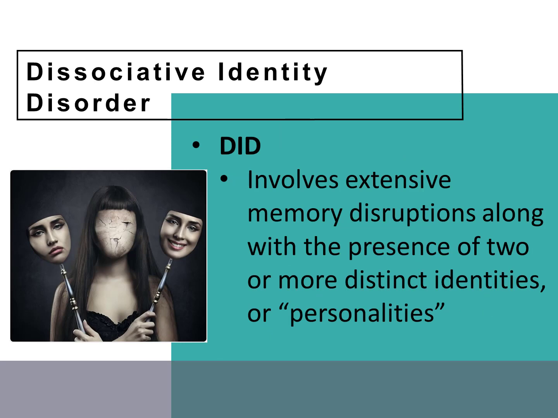All right, coming up on our last two disorders for this chapter. This one here, dissociative identity disorder, might be the most controversial out of all of them. So DID is what we used to call multiple personalities, and it involves extensive memory disruptions along with the presence of two or more distinct identities or personalities. If you ever watched that movie Split, that was a pretty good depiction of what DID might look like.